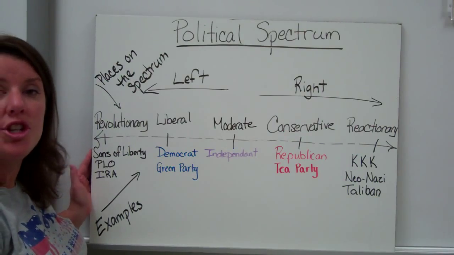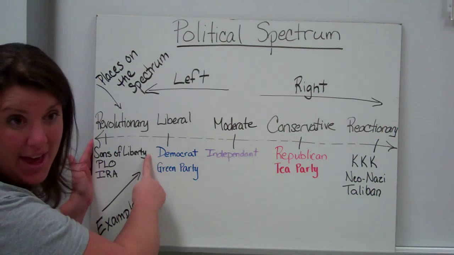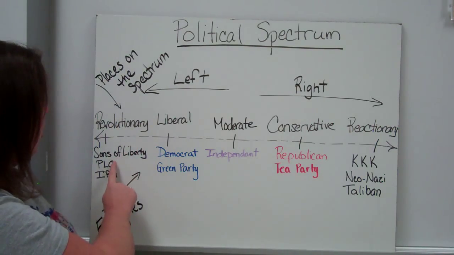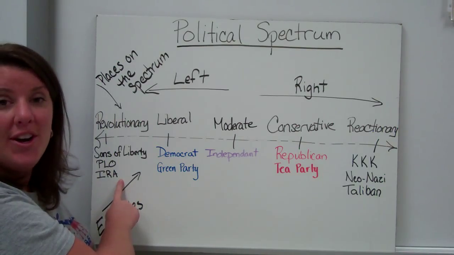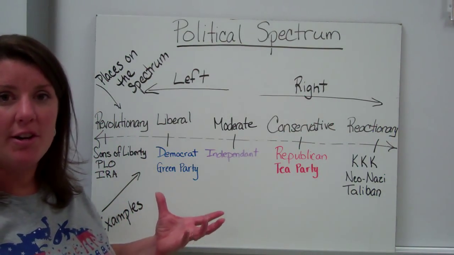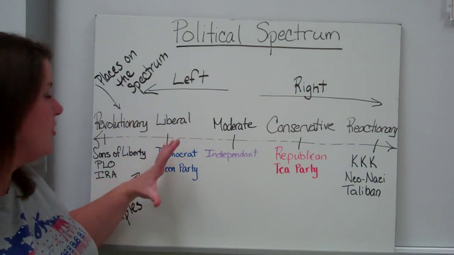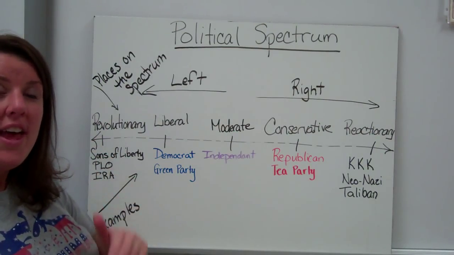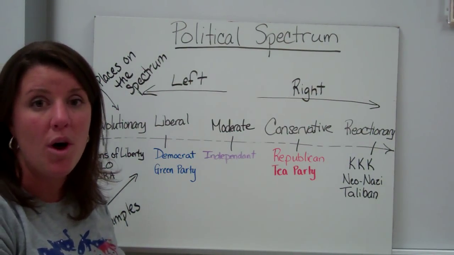So take revolutionary. Some examples of revolutionary would be Sons of Liberty. You might remember that from 1776. Or the Palestinian Liberation Organization, or the Irish Republican Army, right? All of these were revolutionary groups. They had to use violence, like the revolution fought in the Revolutionary War. They had to overthrow the government in order to see the change that they wanted.